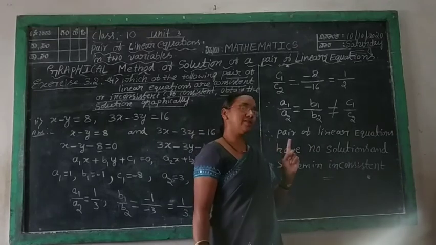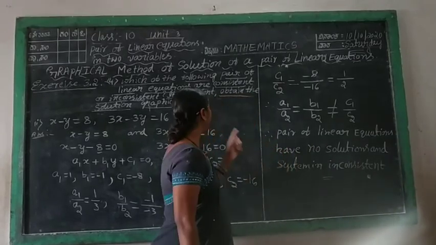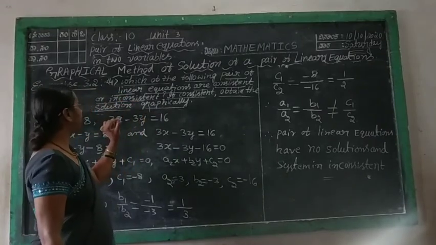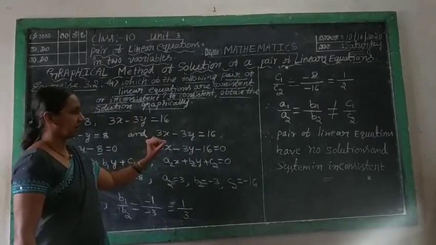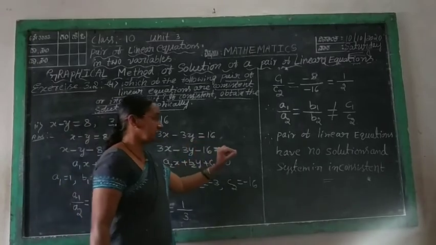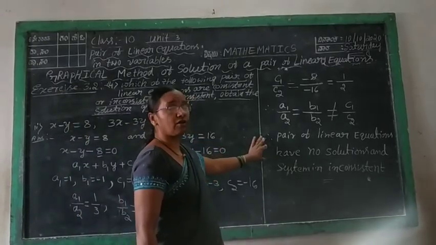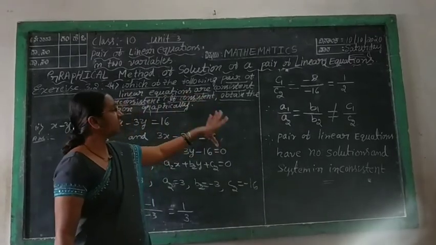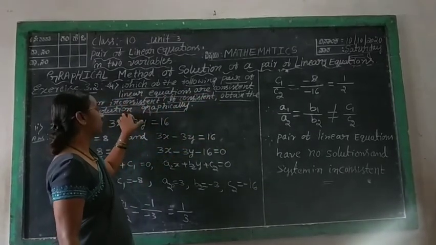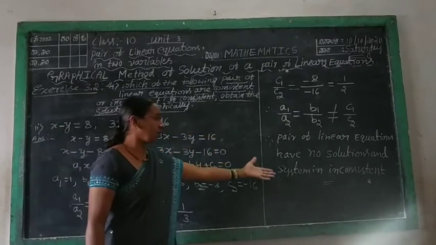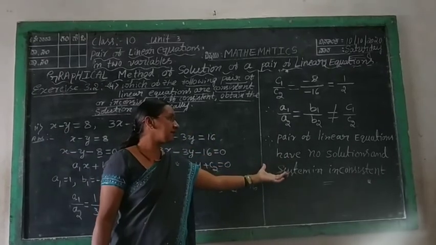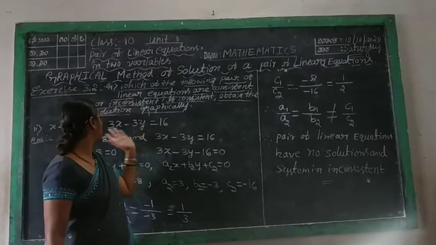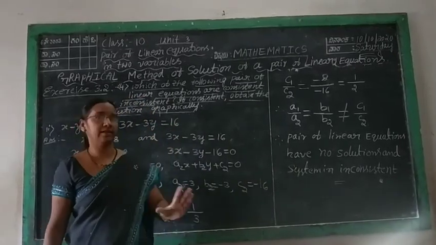The graph is parallel lines because in this case it is inconsistent. We obtain the solution graphically only if the system is consistent. Because this problem's answer is inconsistent, we do not solve the two equations graphically.